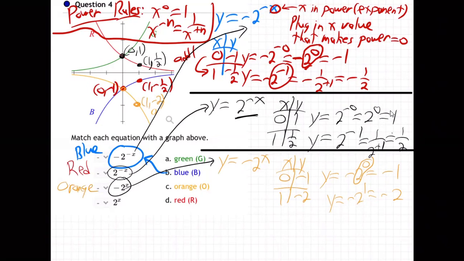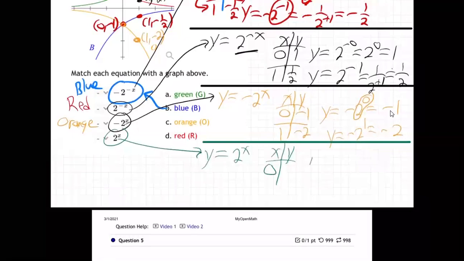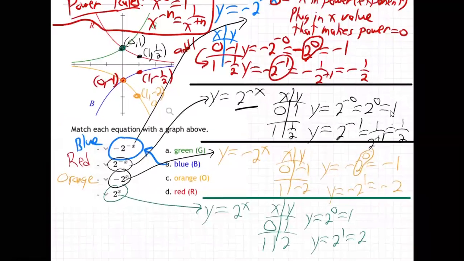Now we've only got one left. It's got to be the green graph, but let's see it nevertheless. So getting back to it, y equals 2 to the x, xy chart. I'm going to plug in 0, y equals 2 to the 0, which is 1. Plug in 1, y equals 2 to the 1, which is 2. Over 0 up 1, right there. Over 1 up 2, right there. Sure enough, that's the green graph.